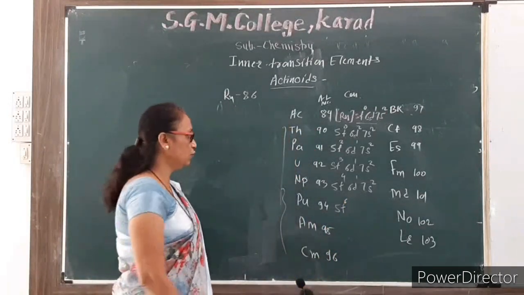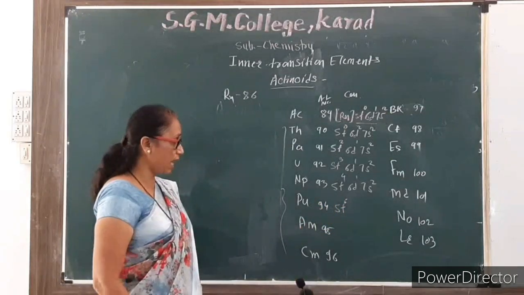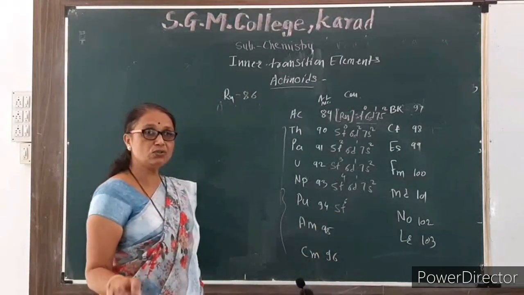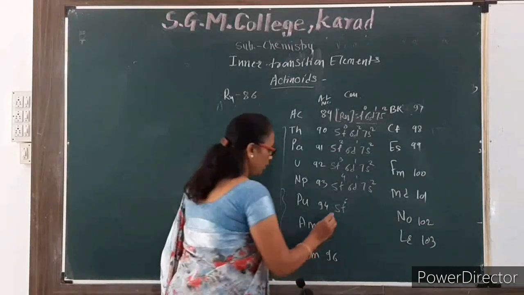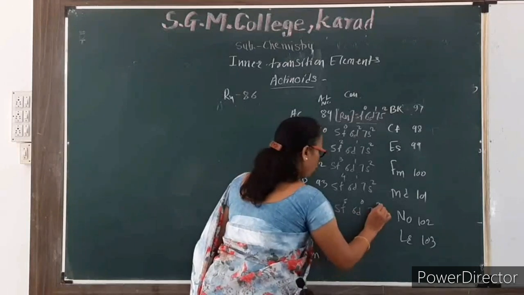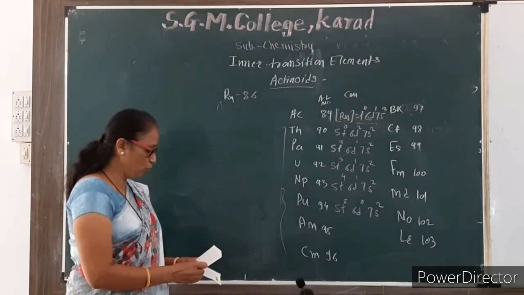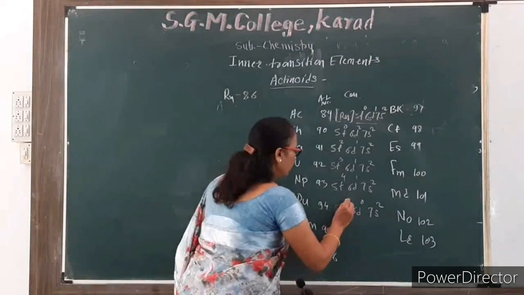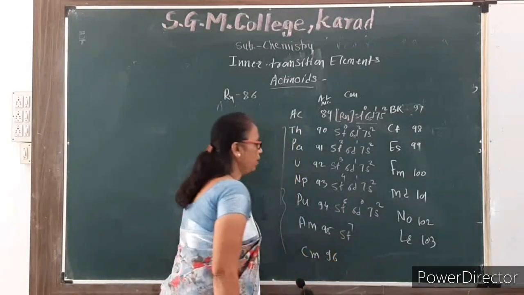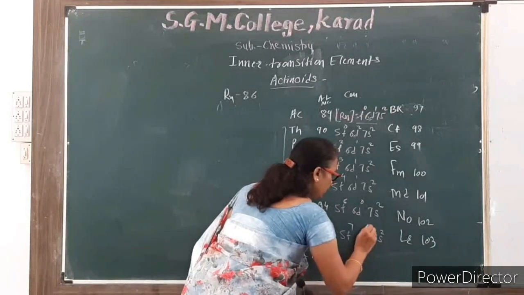We expect that there should be 5 electrons in the 5f orbital of plutonium, but actually there are 6 electrons in the 5f and no electron in 6d, and hence the configuration becomes 5f6 6d0 7s2. From plutonium regularly, after 5f6 comes 5f7 6d0 7s2.